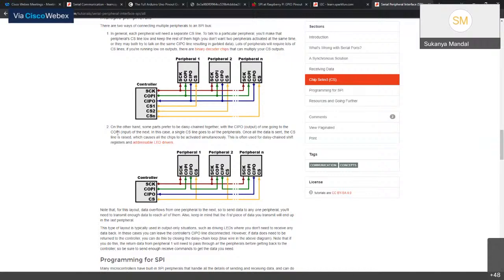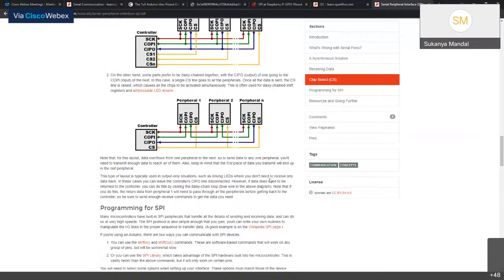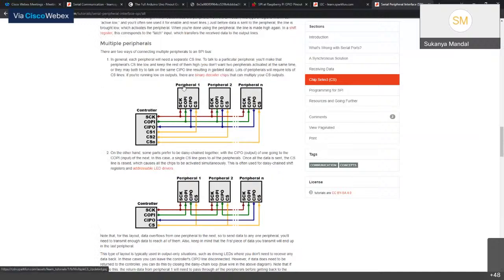In this case, some parts prefer to be daisy chained together, with CIPO, which is the output of one, going to the COPI of the next peripheral. Basically, one chip select line goes to all the peripherals. Once the data is sent, the chip select line is raised, which causes all the chips to be activated simultaneously. So this is basically sequential mode of communications, and this is synchronous mode of communications, where communication is sent to all the peripherals at once to act at the same time.